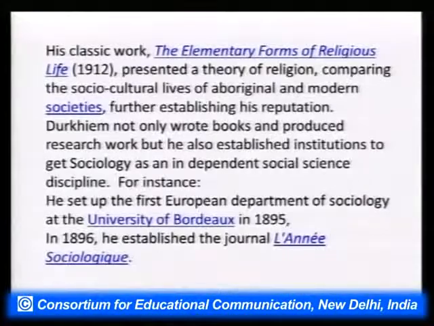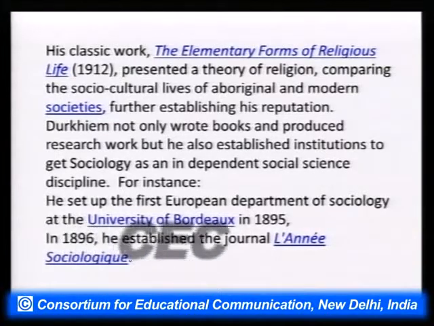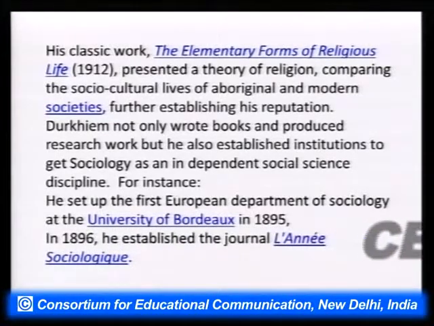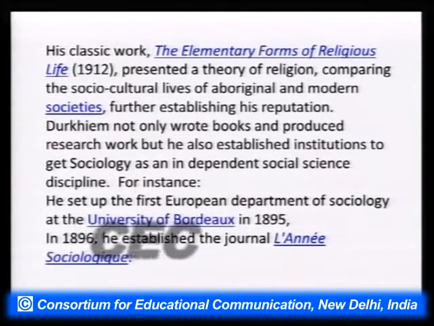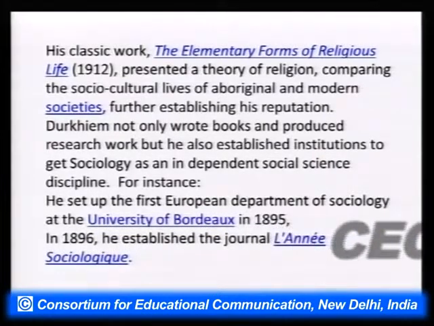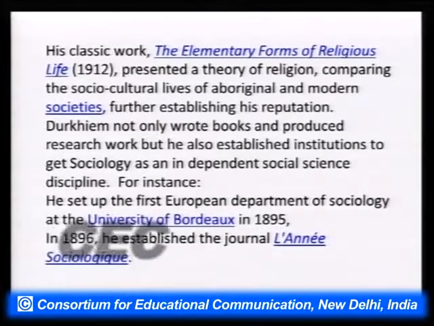First of all, he established a department of sociology at Bordeaux University in 1895, and also brought out a journal, the Année Sociologique, in 1896. That means he not only wrote books and did research, but he also established institutions. One institution, as you can see on your monitor, is the University of Bordeaux in 1895, and then the journal, which basically helps us to understand.